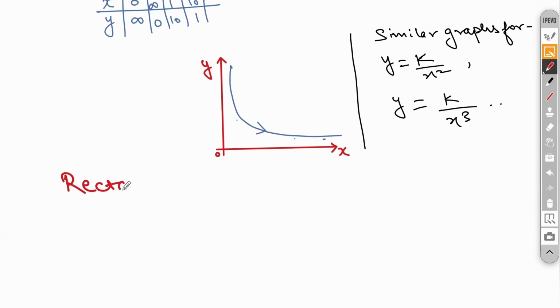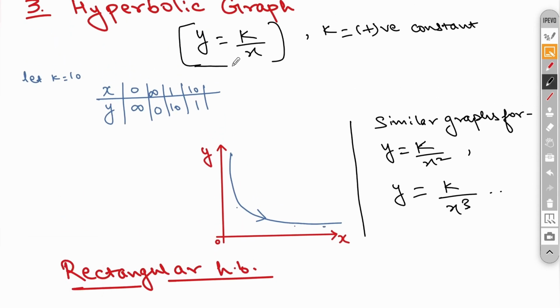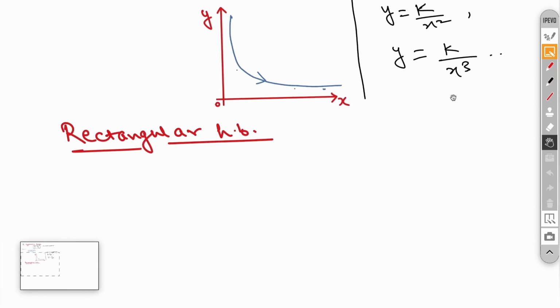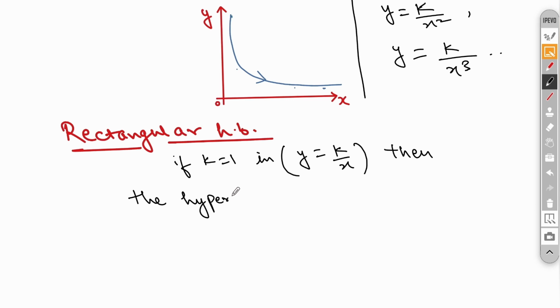Moving further, we'll talk about another important term, that is rectangular hyperbola. So in the equation of a regular hyperbolic function, which is y is equal to k divided by x, if we take the value of k, which is a positive constant, as 1, then the new equation will be the equation of rectangular hyperbolic function. So if k is equal to 1 in y is equal to k divided by x, then the hyperbolic curve is known as rectangular hyperbola.